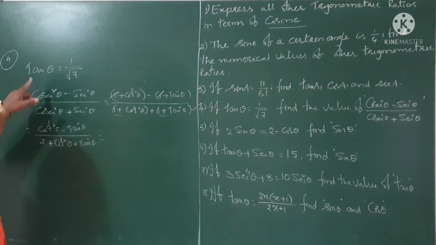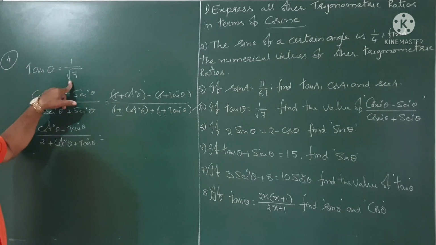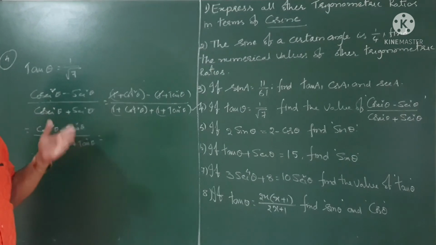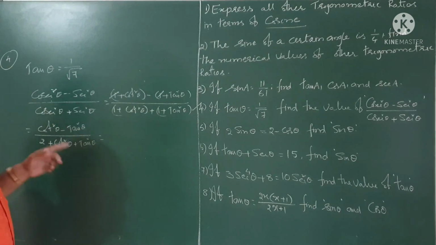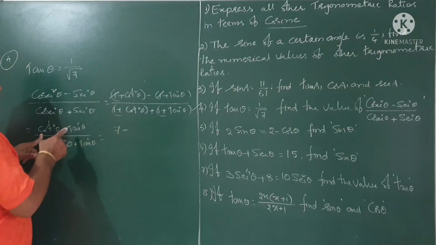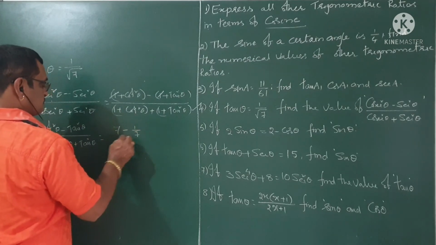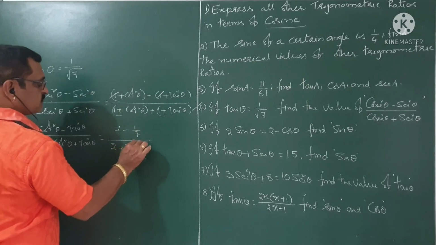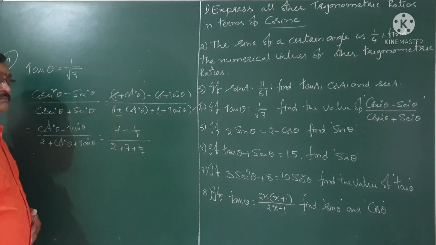Now I can substitute. Tan theta is 1 by root 7. Therefore cot theta will be root 7 because tan and cot are reciprocal to each other. Therefore my cot square theta will become 7. And tan square theta is 1 by 7, so this is 7 minus 1 by 7 over 2 plus 7 plus 1 by 7.